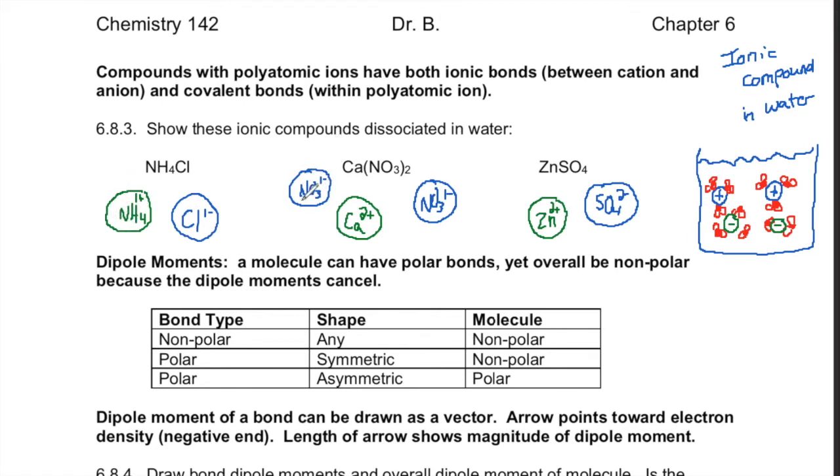Over here we have a polyatomic anion. The nitrogens and oxygens are joined by covalent bonds. They stay together, but the nitrate groups separate from the calcium cation. And over here we have the sulfate anion separating from the zinc cation.